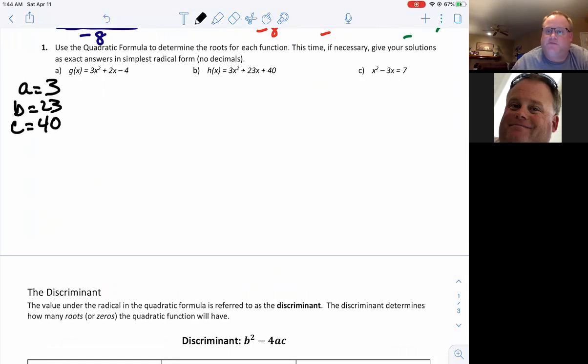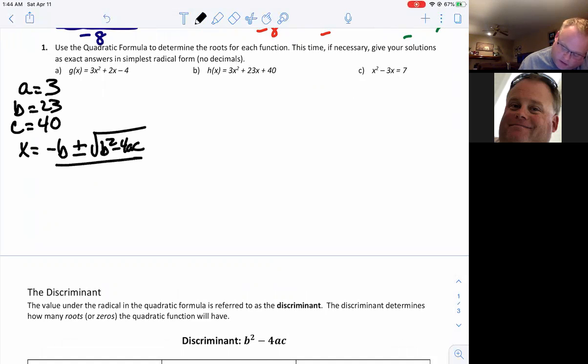Negative b plus or minus the square root of b squared minus 4ac all over 2a, okay? I'm going to write it once right here for you. Plus or minus the square root of b squared minus 4ac all over 2a. So here we go. I'm going to start down below it, and I'm going to work my way up.